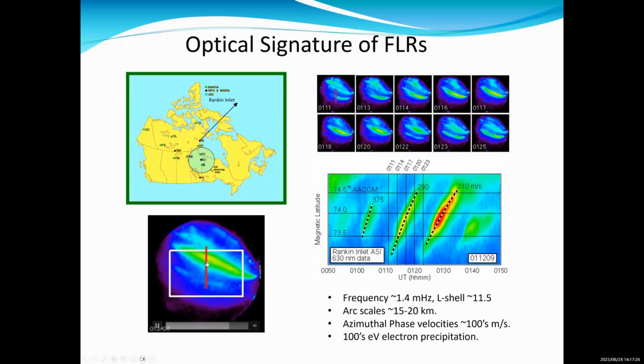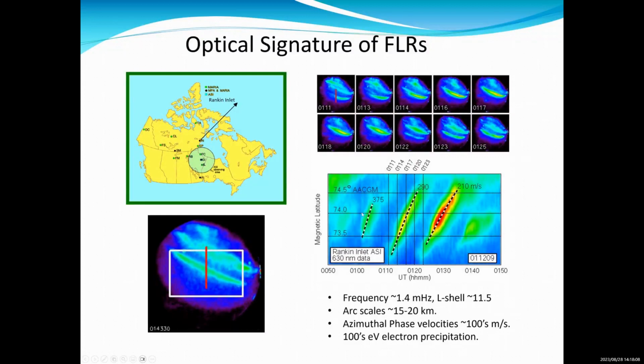As the intensity increases, the arc narrows in latitude, and that's reflected in the tilting of these phase fronts in the keogram, which is taking the intensity as a function of latitude and time. In this case, the frequency is about 1.4, and it's at a fairly high latitude. If it were a dipole field, which it's not, it would be around L equals 11.5.